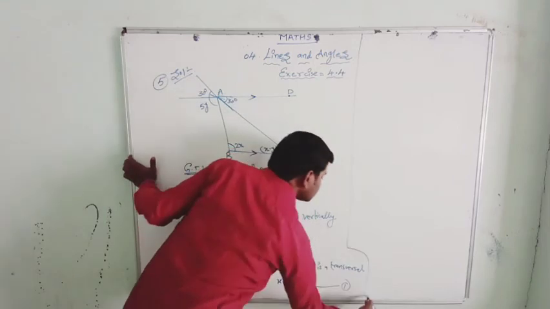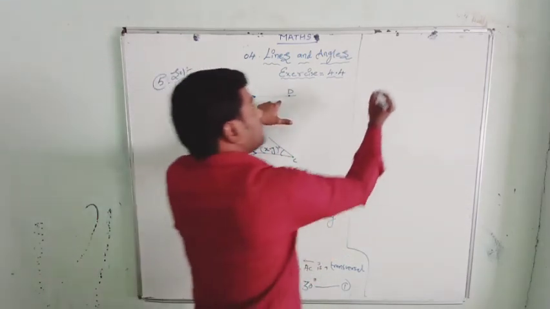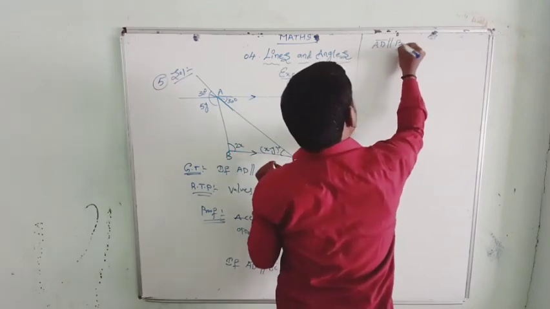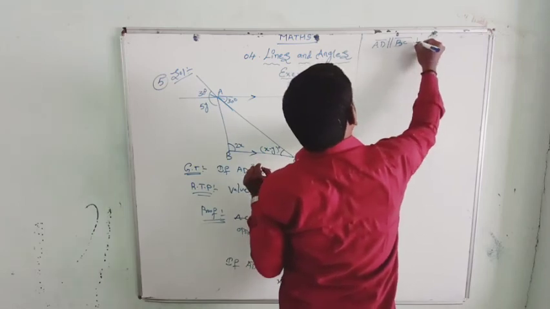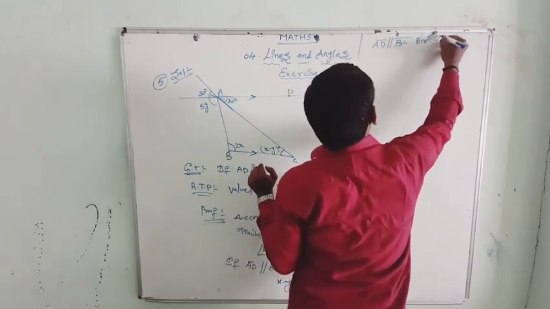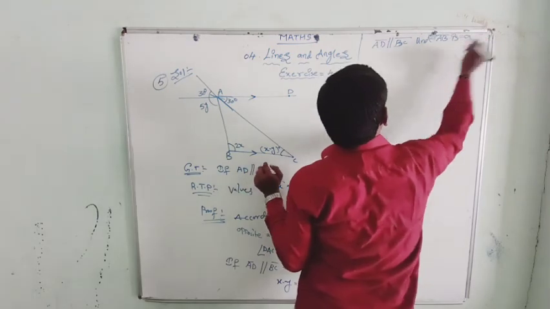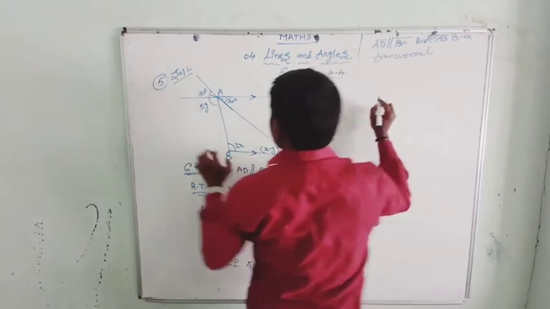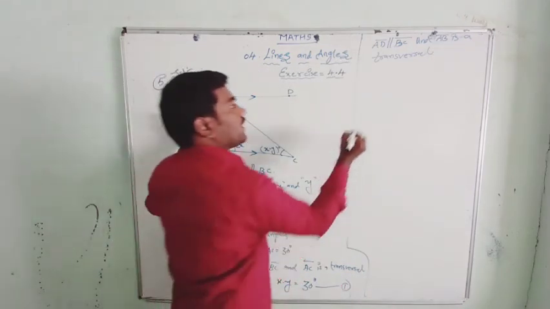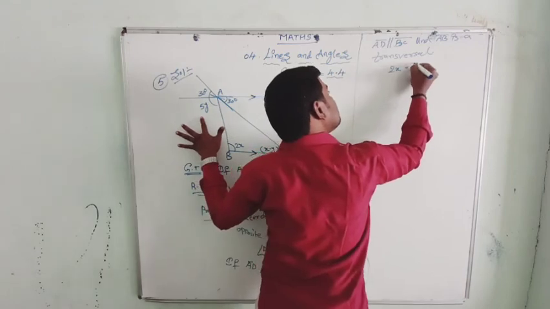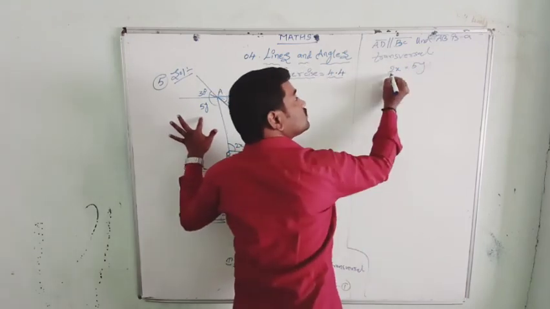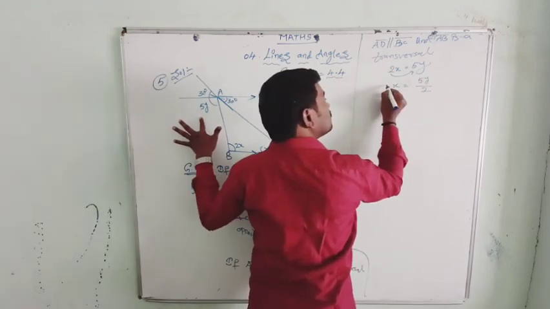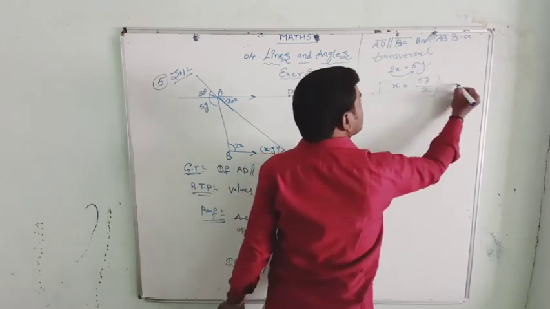Next, the same AD is parallel to BC and AB is a transversal, then 2x equal to 5y. This 2 will transfer to this side, so that the x value will be 5y by 2. This is equation number 2.